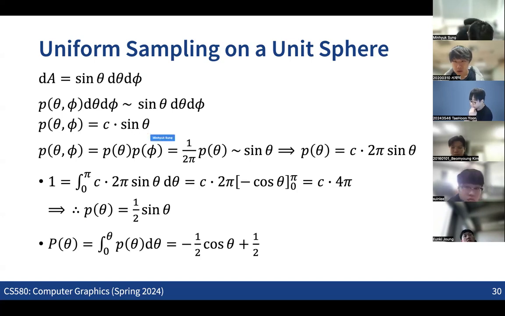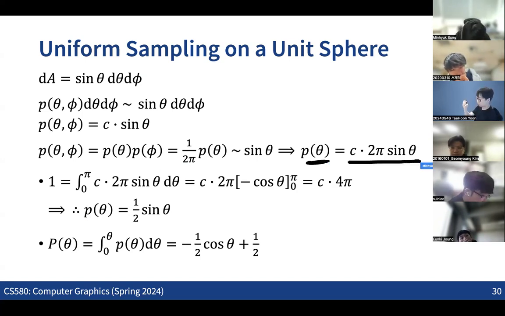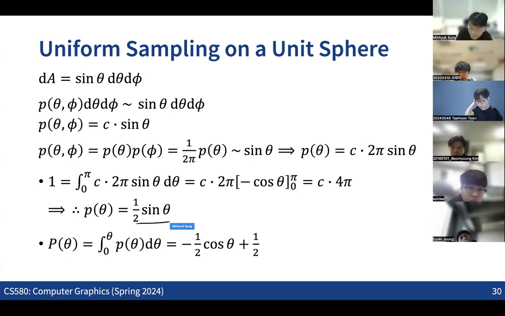We also want to sample theta and phi independently, fixing the PDF for phi to be a uniform distribution. Now the PDF for theta should have this form, and if we calculate the constant C here, then the PDF for theta should be half sine theta. Is that clear with the results that you got?